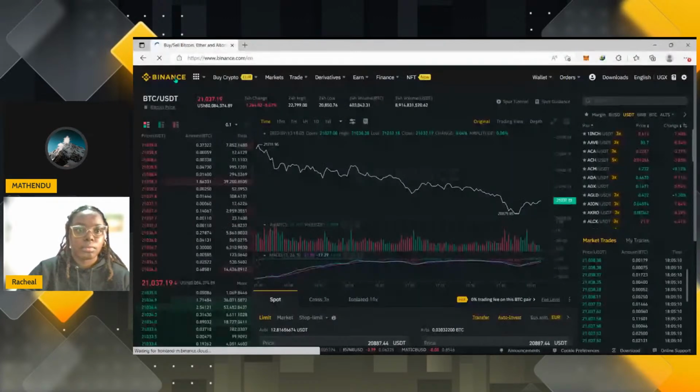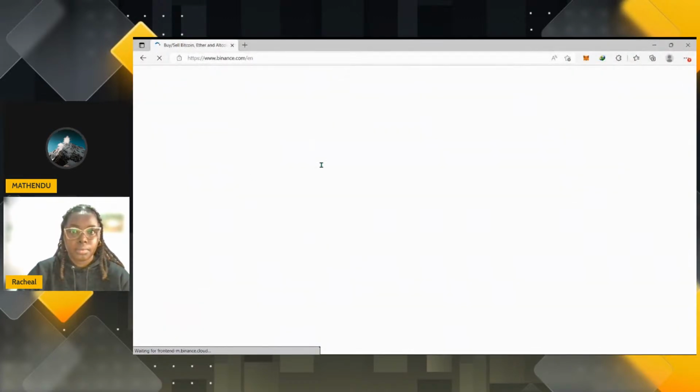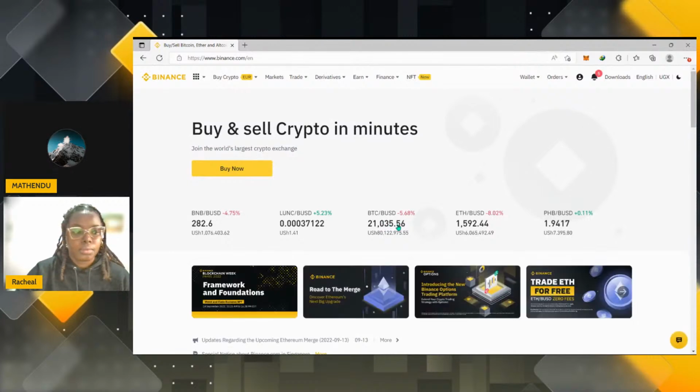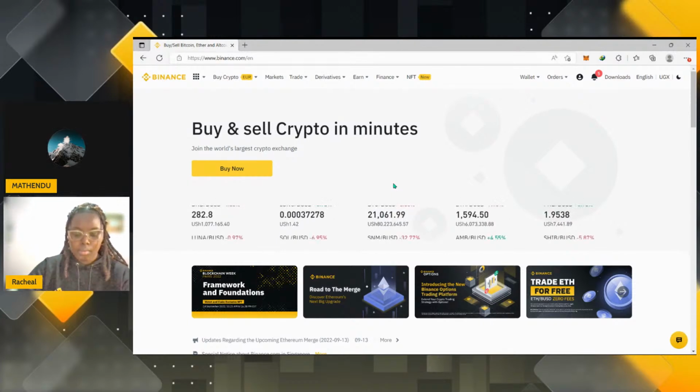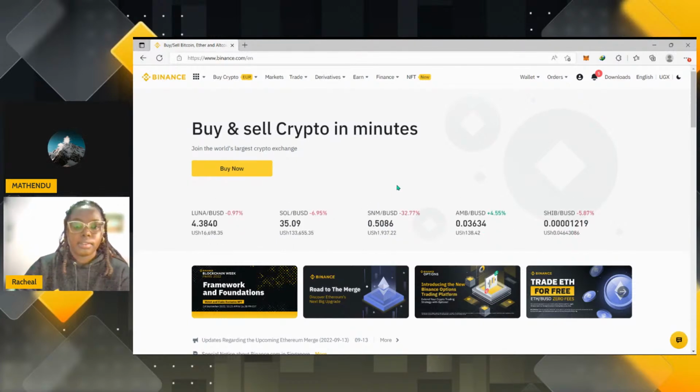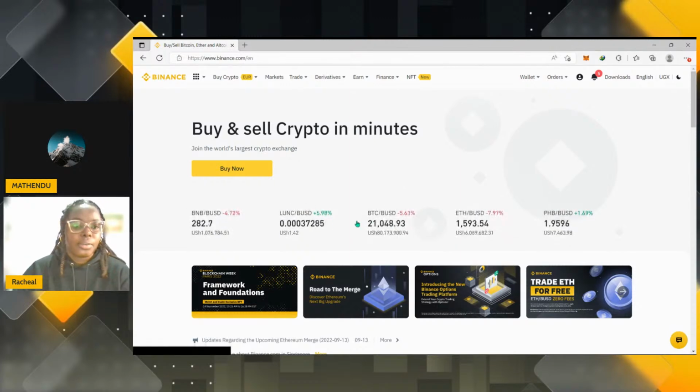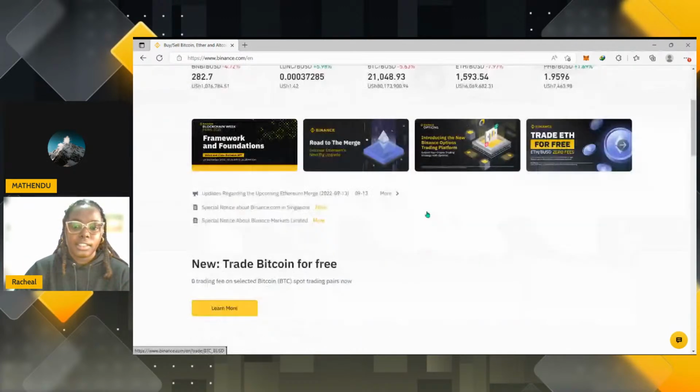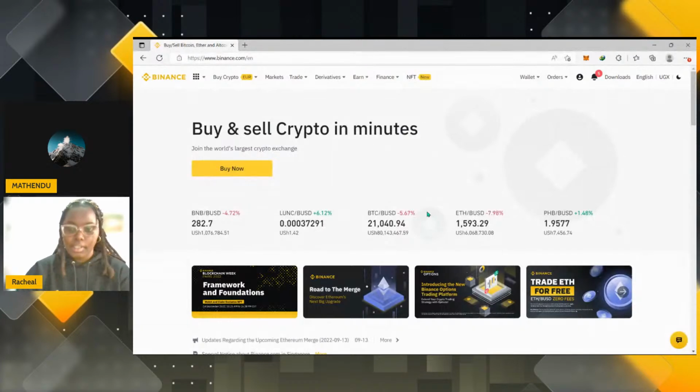So I see Rachel has started to present. So first of all, take us through the very first part of Binance and show us maybe a few bits about Binance and how to go about things here. All right, thank you, Mathendo. Thank you all for joining today's session. And in case you had someone that really wanted to learn how to use Binance, kindly tap on them right now since we are getting started.